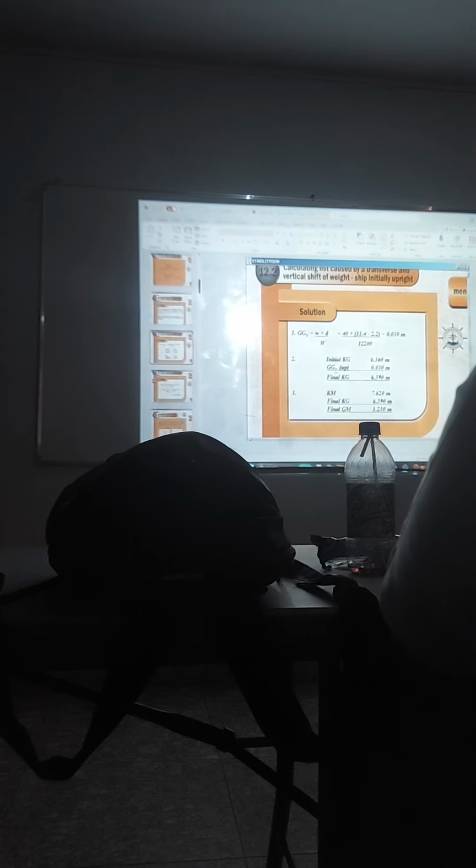Exactly. And this is based on the dynamics of the problem they give us. In some cases, we don't need to go and calculate the GG1, because the problem would have given us enough information that we could have gone straight and found the GG1. You guys understand? Yes, sir.